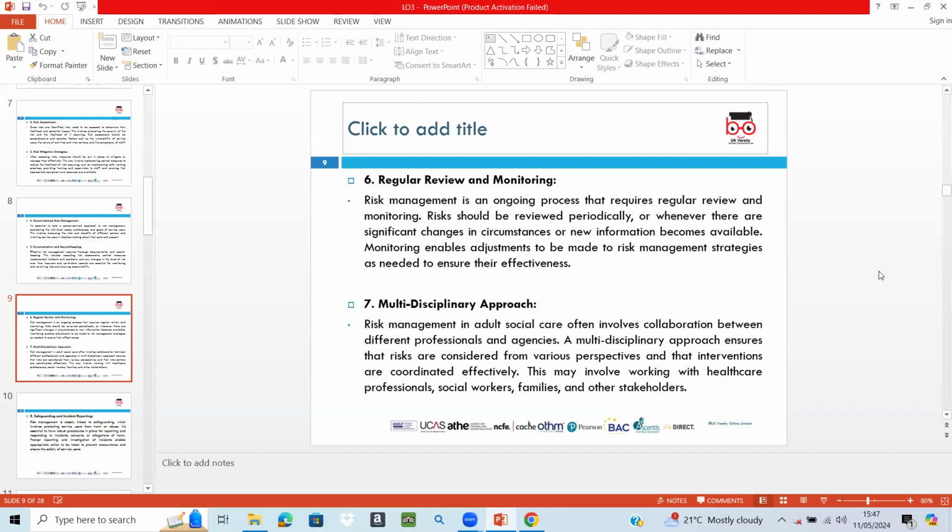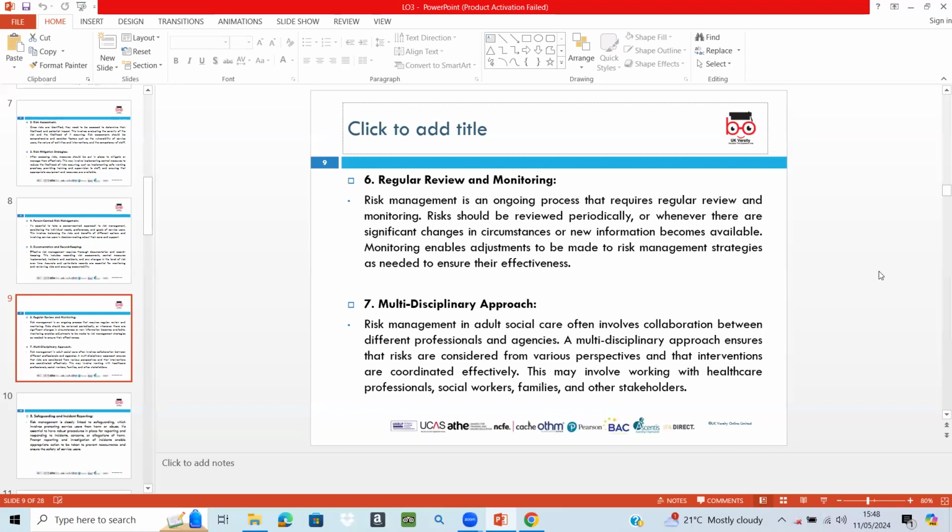And we have the multidisciplinary approach. In adult social care, a multidisciplinary approach to risk management is necessary, and this approach involves collaboration between various professionals and agencies to ensure that risks are assessed from different perspectives and interventions are put in place effectively. It may entail working with healthcare professionals, social workers, family, and other stakeholders to address the risk comprehensively. So this is under the multidisciplinary approach.